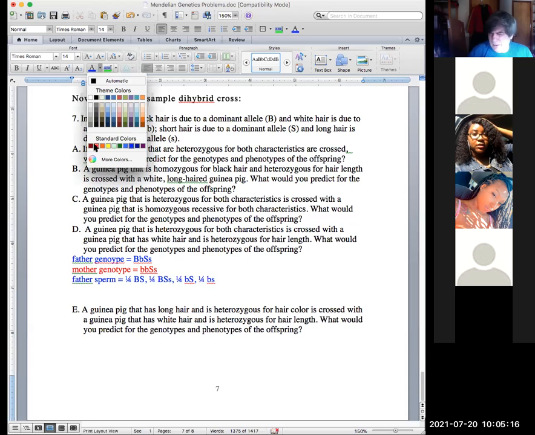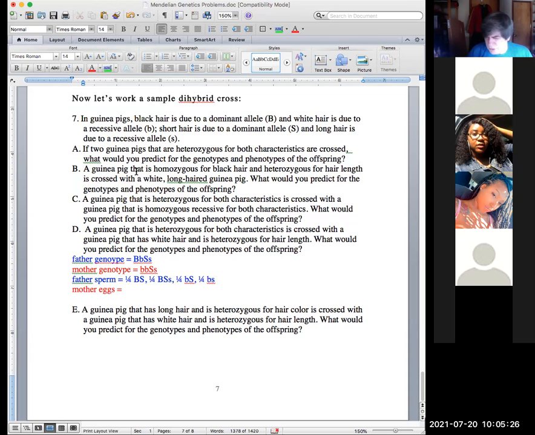Now we can think about the mother's eggs. Well, notice she can only make 2 types of eggs. Remember, we said the way we figured out the number was we multiply the number of different B's times the number of different S's. So that's how we figured out 4 for the father. But she can only make little b's. So half of her eggs will get little b with big S. Half of her eggs will get little b with little s.